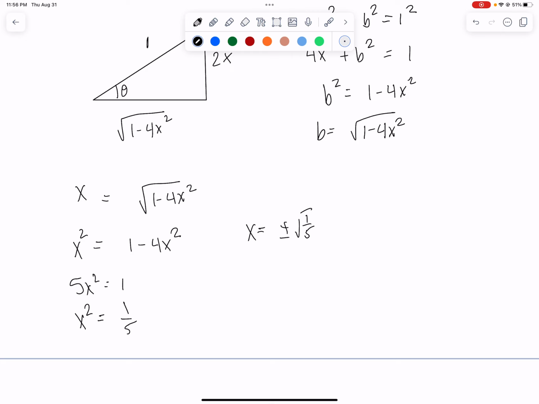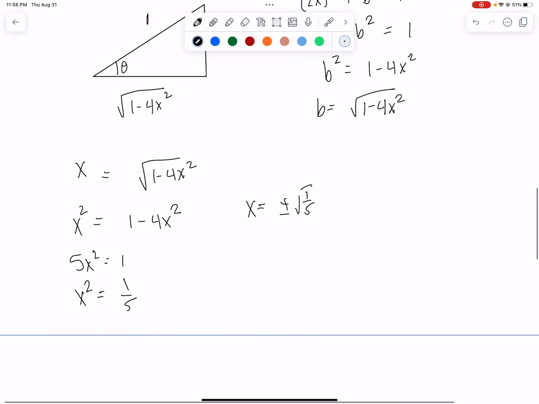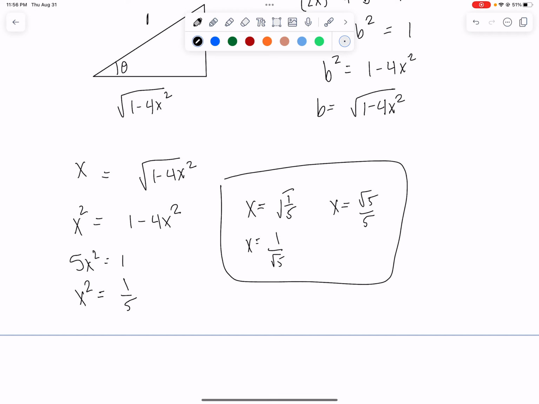Of course, notice how we are in quadrant 1 in this example. So I really don't want a negative value, meaning that my answer is just the square root of 1/5. You can keep it like that, or you could say 1 over root 5, or some of you guys did rationalize it, which is also fine. So my final answer for number 2 is root 5 over 5.